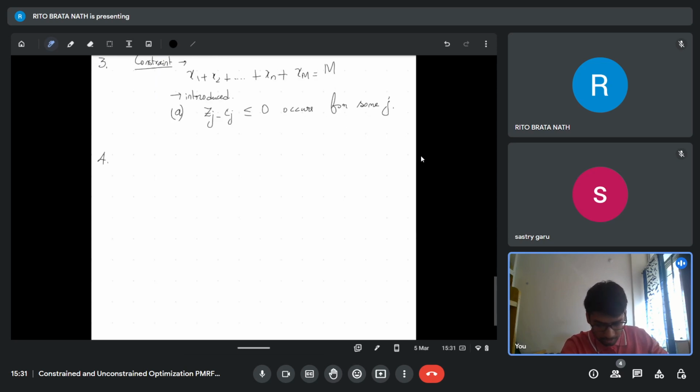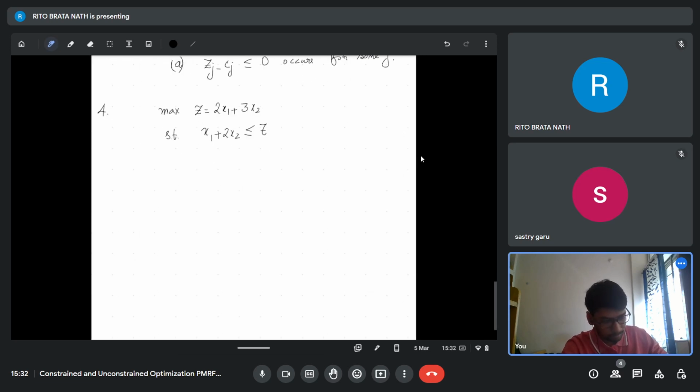Fourth problem tells you to use the following information to solve the questions. Okay, yeah. So the problem that is given here is max of z equals 2x1 plus 3x2 subject to x1 plus 2x2 less than or equal to 7, x1 plus x2 less than or equal to 4, x1, x2 greater than or equal to 0.